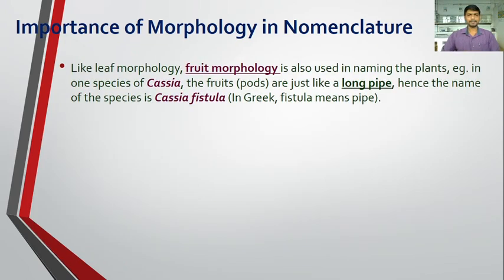Like leaf morphology, the fruit morphology is also used in naming the plants. For example, in one species of Cassia, the fruits, these are the pods, are just like a long pipe. Hence the name of the species is Cassia fistula. The meaning of fistula in Greek is pipe. So in Cassia, the fruits are just like a long pipe, so the name of the species is fistula. The full name, Cassia fistula, is on the basis of fruit morphology.